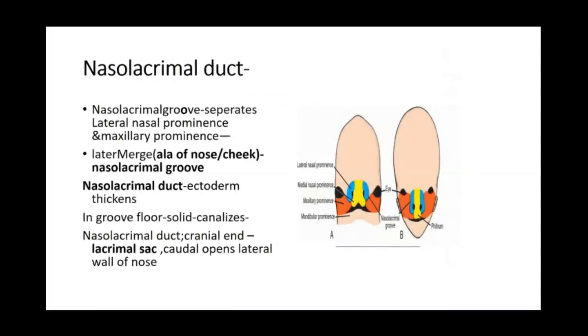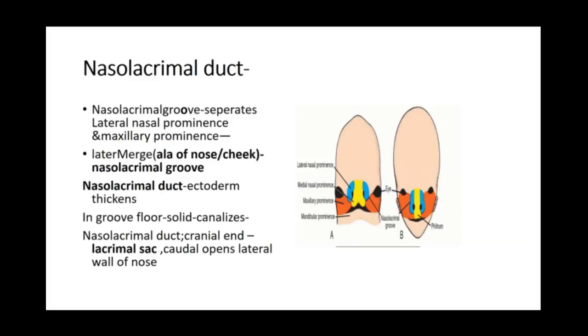So if you see this, the ala of the nose is going to form and the cheek. Now if you see how the nasolacrimal duct is formed, this is the area where it is forming. In this nasolacrimal groove, this is the area where your maxillary process is fusing with your lateral nasal prominences. Gradually, when the maxilla is pushing the lateral nasal prominences forward, it is meeting upward to the lateral nasal prominences, and is then covering the surface. The surface is open. This is what you form as the nasolacrimal groove.